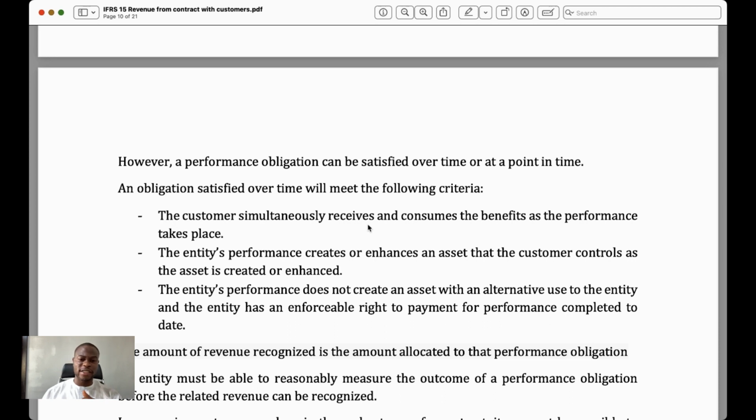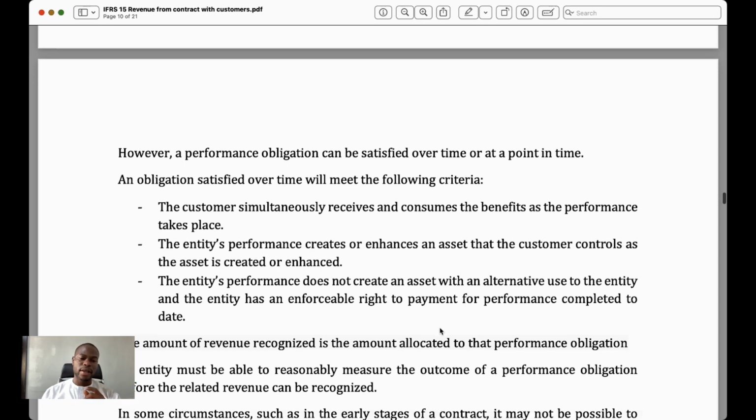Another indicator is that if it has to do with creation of assets, as you are creating the asset, the customer is having control. That's from an asset perspective. And also, the entity or the seller would be entitled to payment for the performance completed to date. Either of those three will show that performance is satisfied over time.